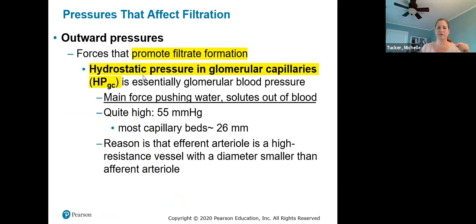This is the force, the pressure that is promoting filtrate formation. It's about 55 millimeters of mercury. It maintains its high resistance because most capillary beds have an arteriole and a venule, and so you get a drop in pressure along that capillary bed. But here we have an arteriole to an arteriole, so we can maintain this high hydrostatic pressure.